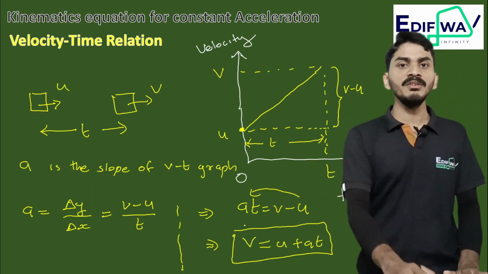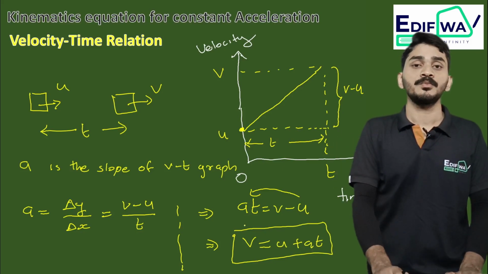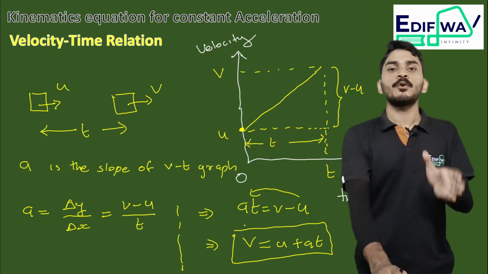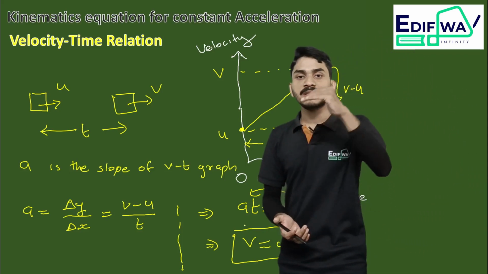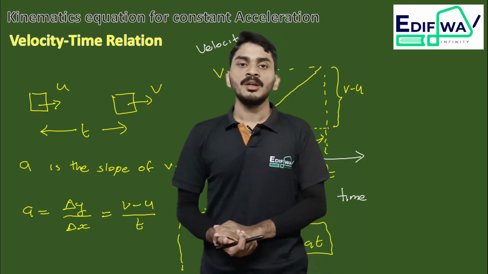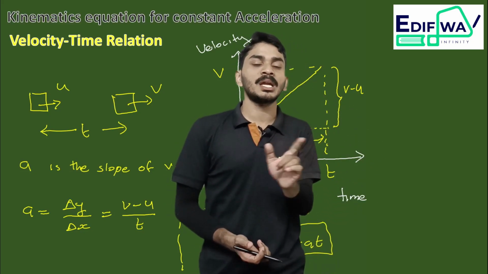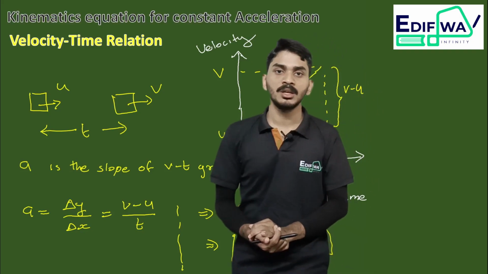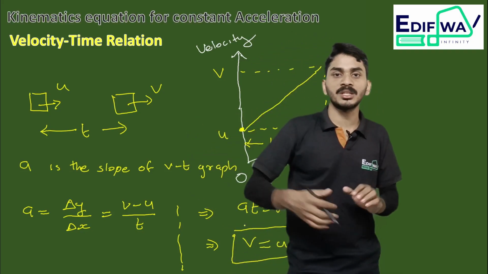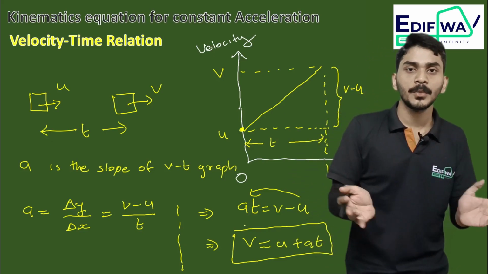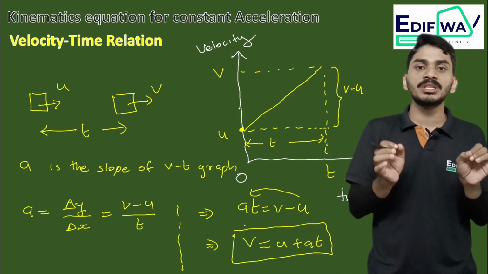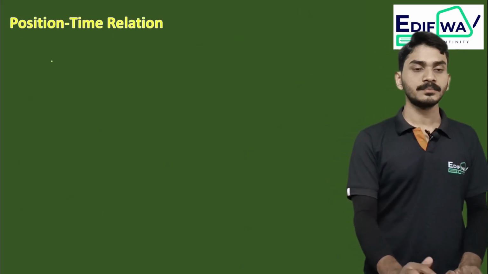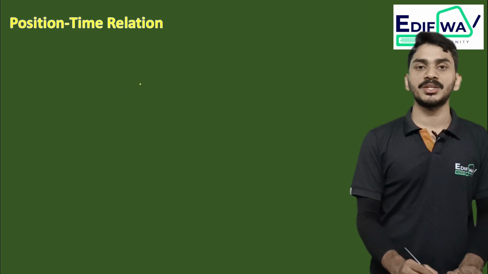Now we will learn the next derivation, and let me tell you something. This graph you have to draw for every derivation, whether they ask you the velocity time relation, the position time relation or the position velocity relation. In total we have 3 derivations, and in all of them the graph remains the same. So I will not be drawing the graph again and again. So let's see what the position time relation is.